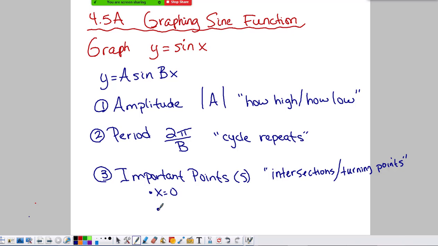And then for the other 4, you're going to take your period from up here, and whatever you get from that, you're going to divide it by 4. And that's going to give you a value, right? So let's say that value was 2. So you're going to check it when x equals 2, and then x equals 4, x equals 6, x equals 8. Does that make sense? It's a little bit easier once we do a problem to see where those 4 points come from.